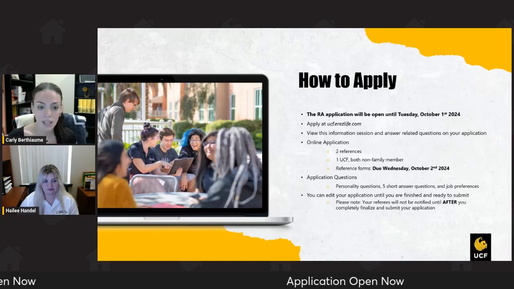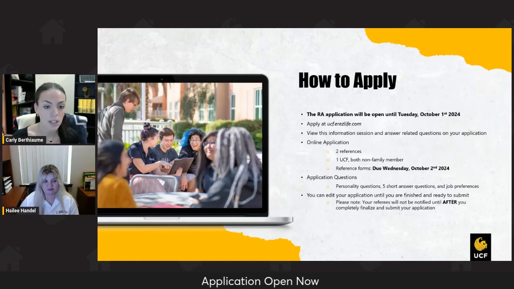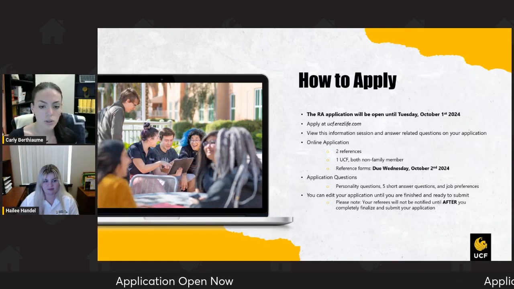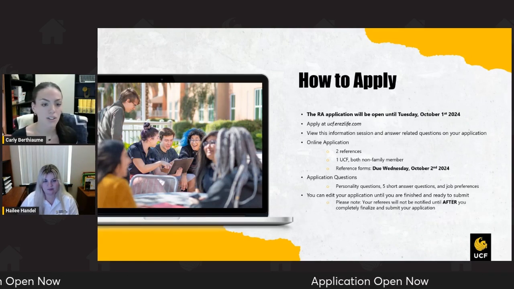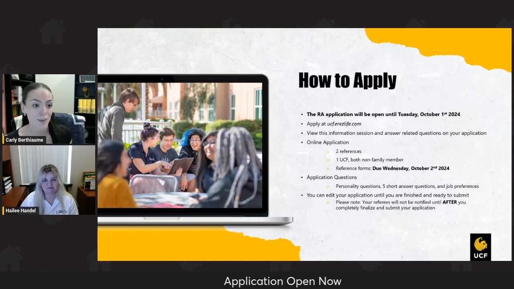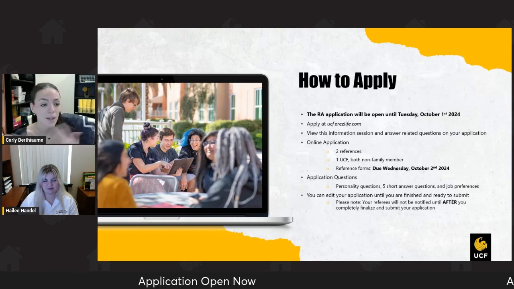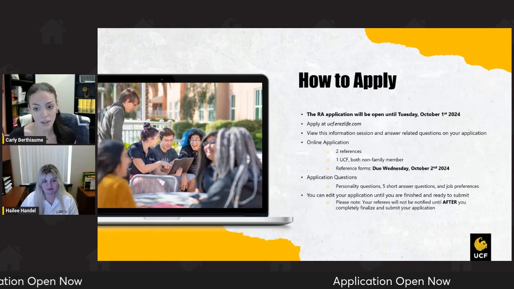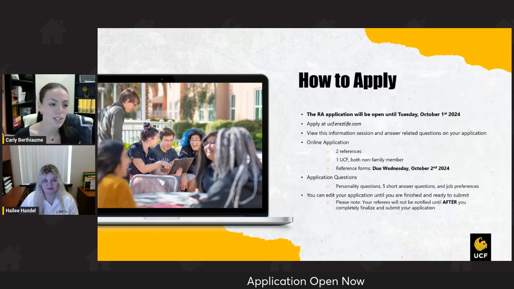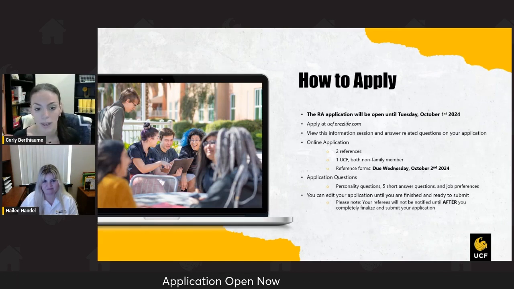In regard to the application questions, there will be personality questions, 5 short answer questions, and job preferences. These personality questions are not to weed anyone out in particular. We generally just want to make sure that we have a very well-rounded, super developed and diverse team, personality-wise, just to make sure that everyone can work together to achieve their goals in their own ways.